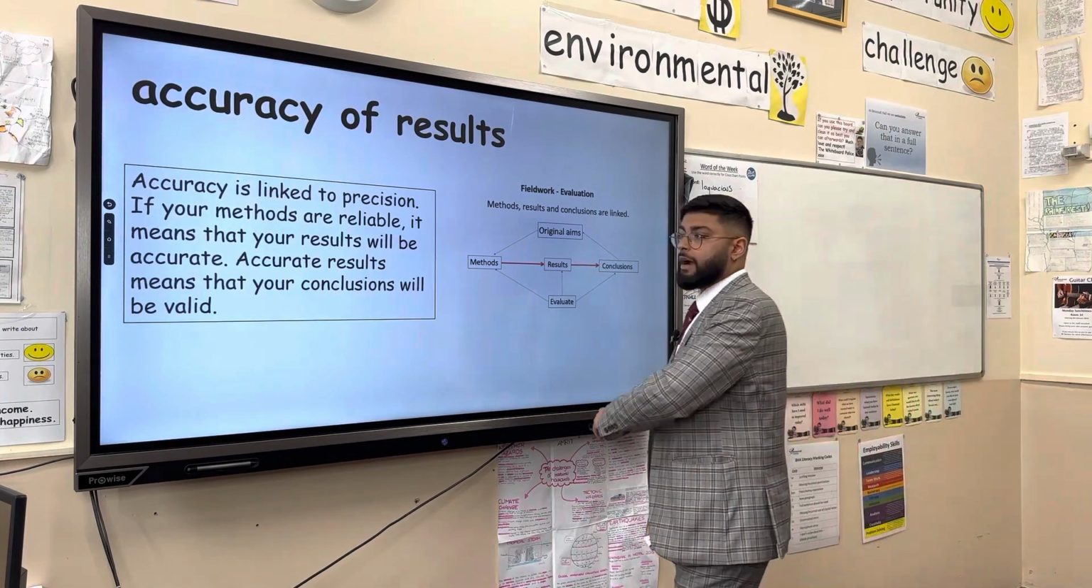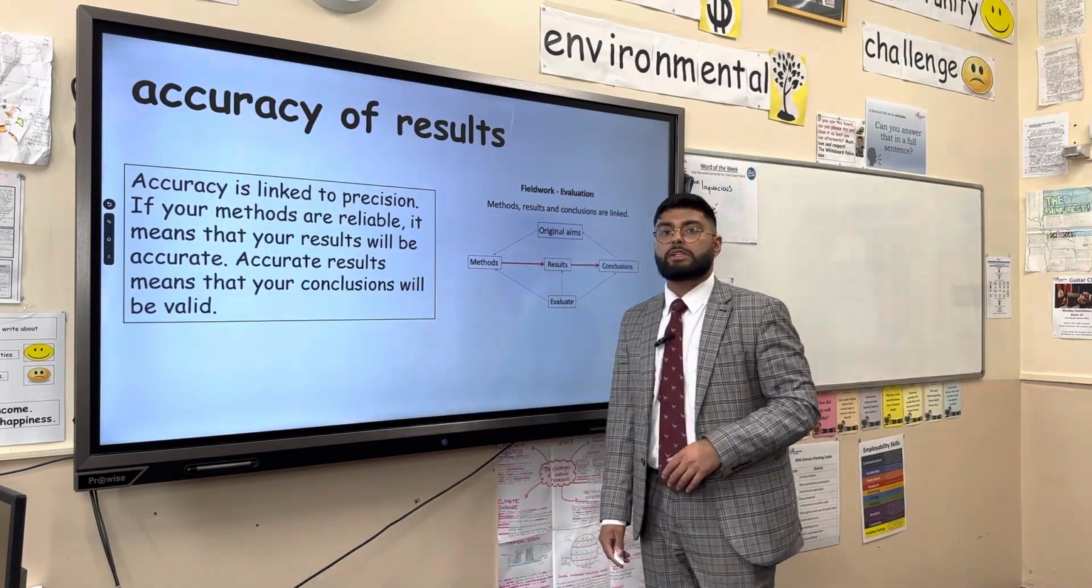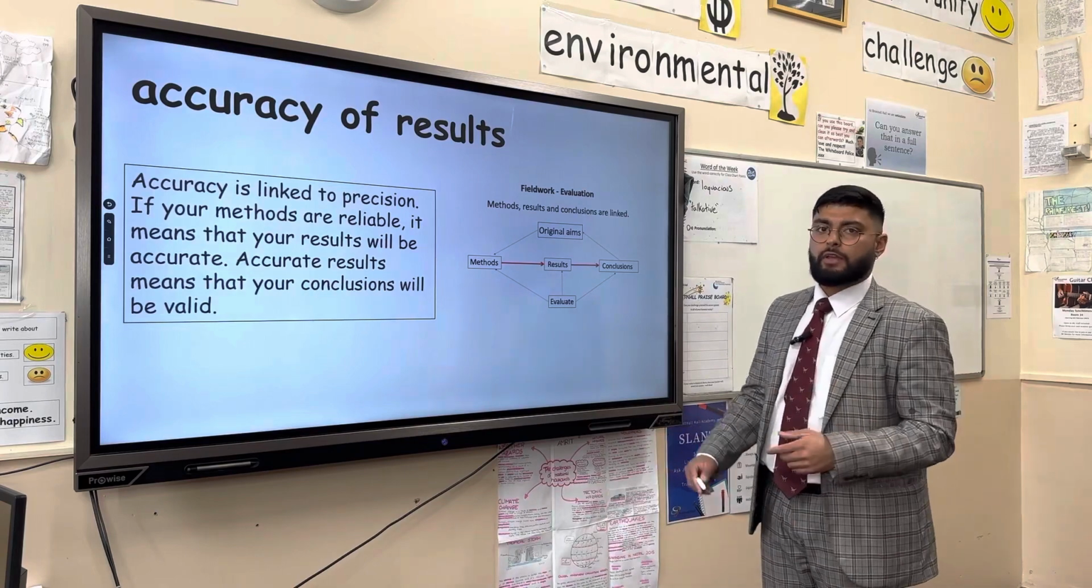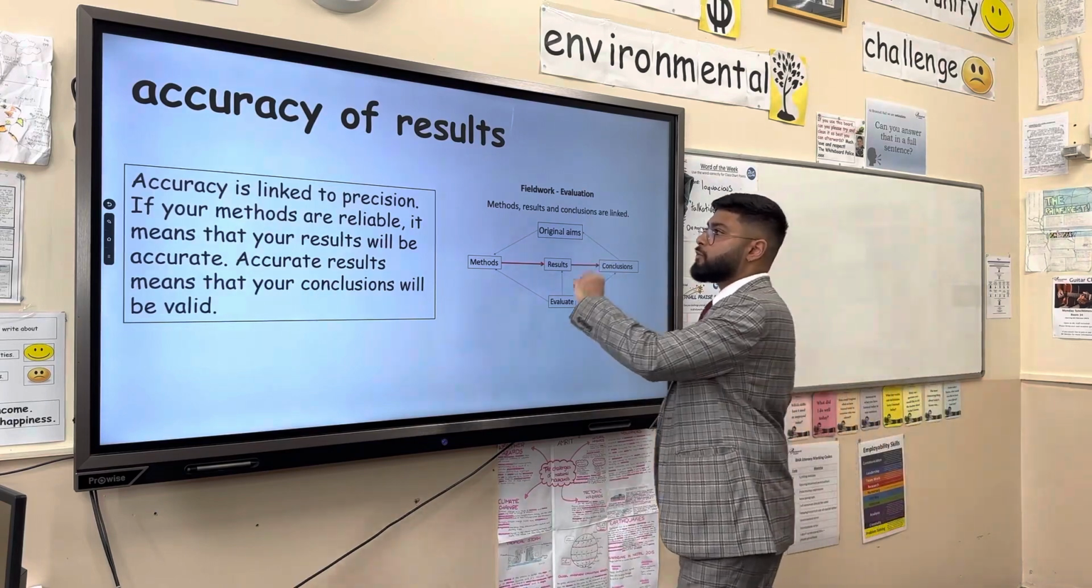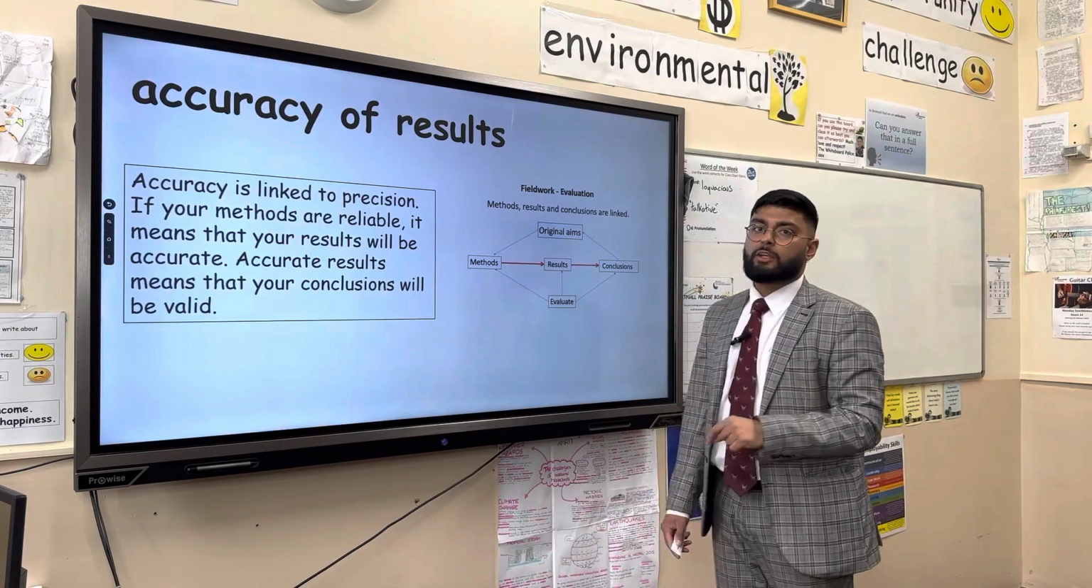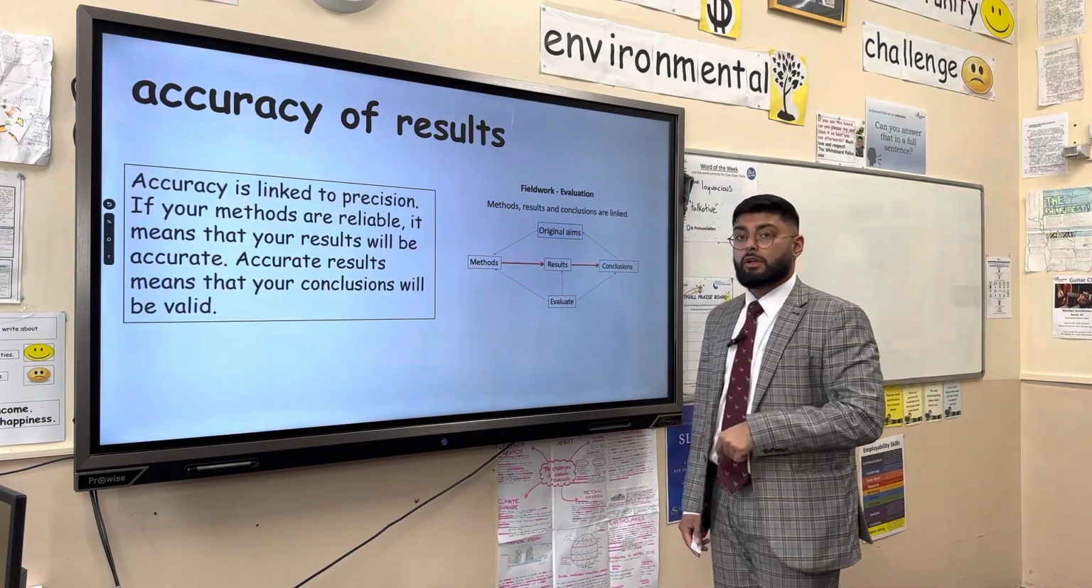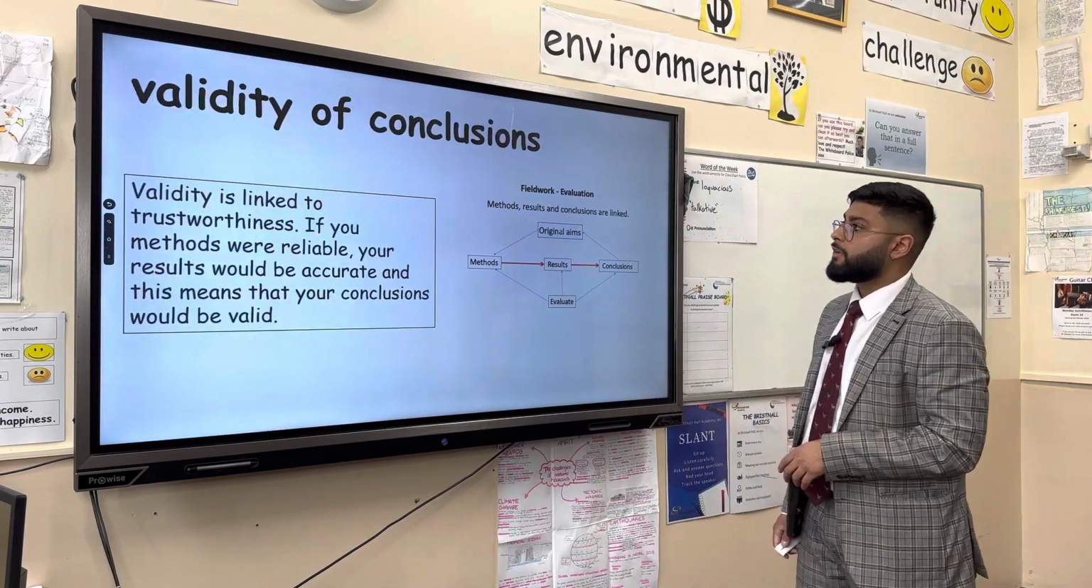So if we get asked about how valid our conclusion is, which is a common question they like to ask in the exam, how did you know that you had a valid conclusion? We need to think, what did we do to make sure we had accurate results, or what could we have done even better to make the accuracy of our results better?